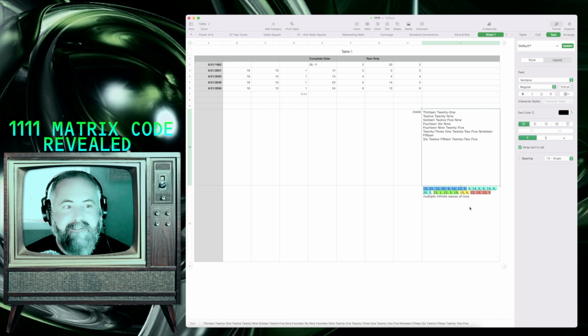Folks, how is that even possible? What are the chances? This is by design. You cannot tell me that this is coincidence. This is by design. Multiple infinite waves of love. Well, what does that mean exactly?